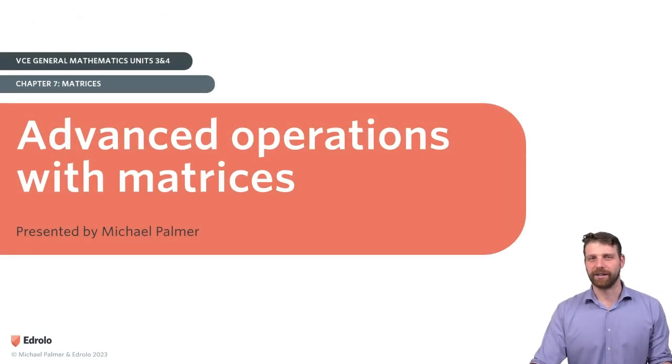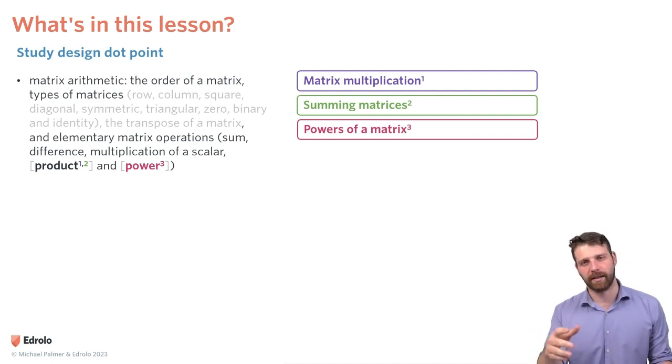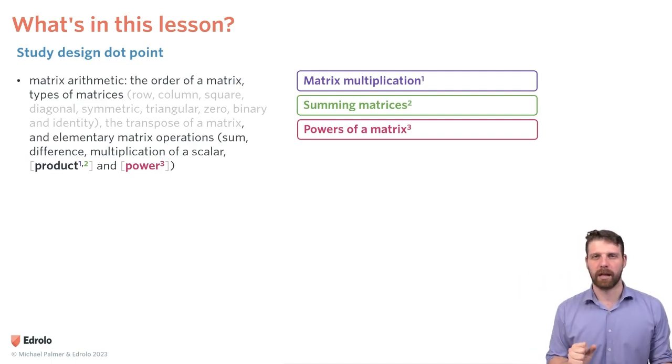Here's advanced operations with matrices. Today we're looking at matrix multiplication, summing matrices, and powers of a matrix. So last lesson we looked at adding matrices, subtracting matrices, and we did scalar multiplication. And that's when we did like 2 times a matrix, and then every element in there was multiplied by 2. But today we're looking at multiplying 2 matrices, and that's different. So let's jump in and have a look.